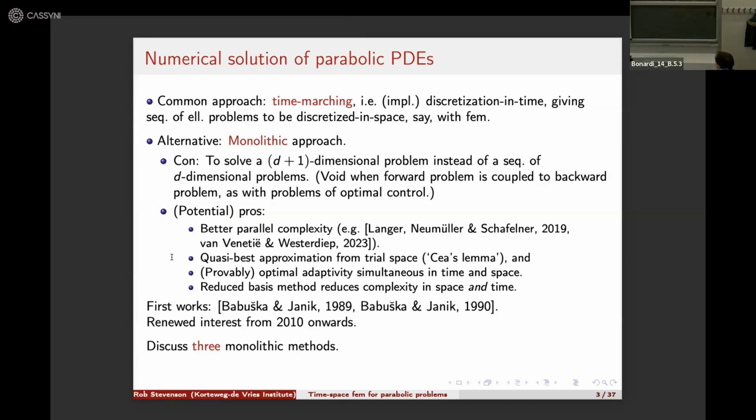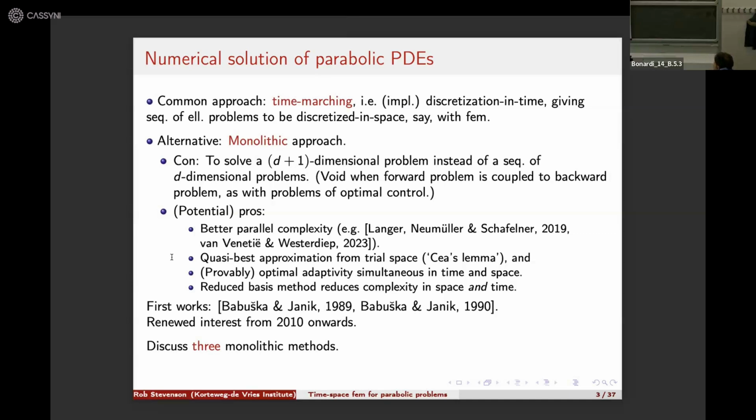And I must say, if your problem is smooth, the solution is smooth, there's nothing against this. You assume some smoothness of the solution, you have error estimates and so on, but it becomes more complicated when you have a solution which has singularities, which is non-smooth, and then it might be useful to think of other approaches, the monolithic approaches.